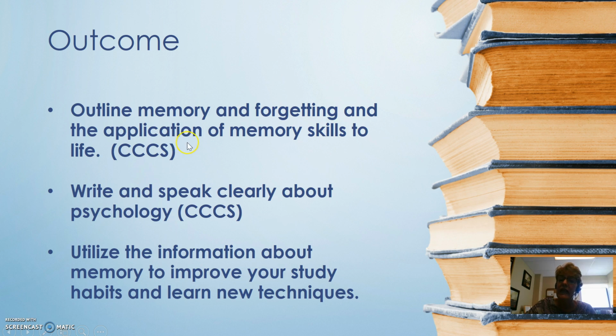The outcomes that I've chosen to focus on for this particular chapter, 2 are from the system and 1 is mine. So the 2 that come from the system that relate back to this area are outline memory and forgetting and the application of memory skills to life, and write and speak clearly about psychology. Since the paper is in here, I would like that to happen, and also through our discussions.